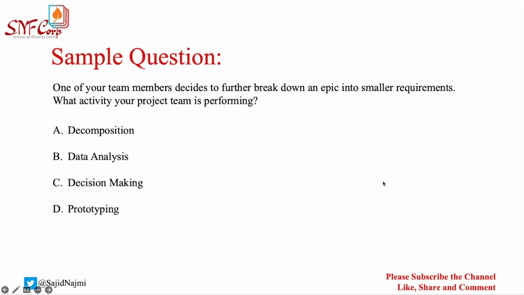One of your team members decides to further break down an epic into smaller requirements. What activity is your project team performing? Actually, I did not teach you guys. There was a larger piece of work, and now your team member is making it smaller parts so that this can easily be managed. So what is this activity? It's called decomposition. I did not teach you, so I'm not going to have you guess things. So decomposition is nothing but slicing it down to smaller manageable chunks.